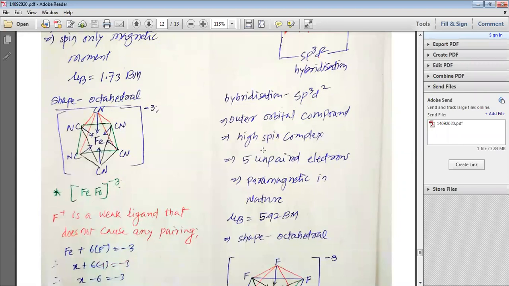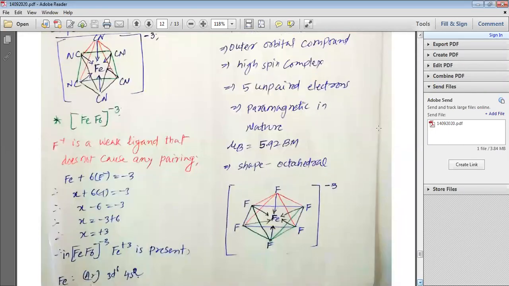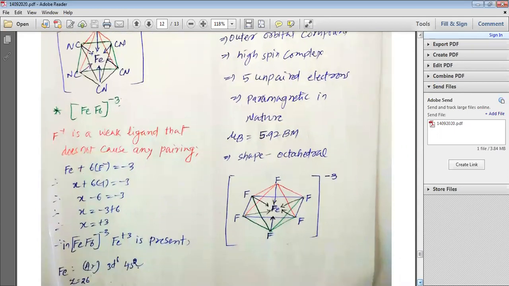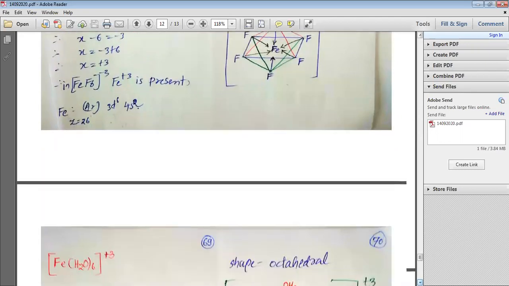Hybridization is sp3d2. It is an outer orbital complex. It is a high spin complex because there are 5 unpaired electrons present in it. So with 5 unpaired electrons, it is paramagnetic in nature, and mu would be 5.92 Bohr magneton. The shape you can easily see, it is octahedral. You can see the figure, or you can see the diagram for FeF6 minus 3, which is an octahedral complex.